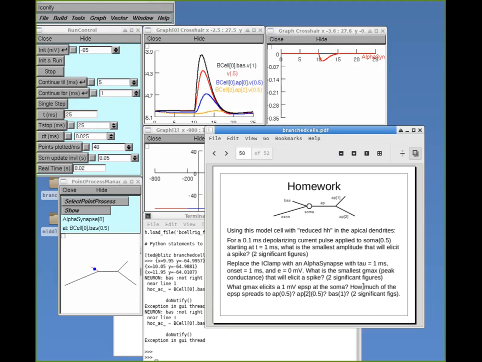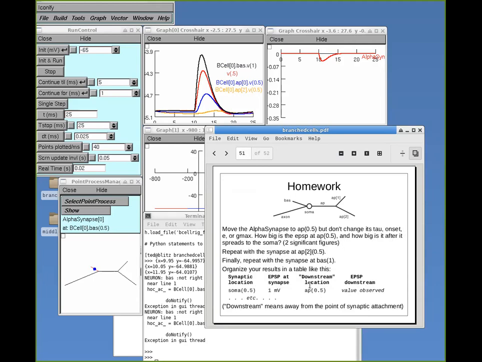And how much of the EPSP spreads to these locations? 2 significant figures. Move it, but don't change its tau onset, etc., to a different location, and repeat the measurements. Okay. And record your data in a table. Okay. And that table is a good table to keep your data in.